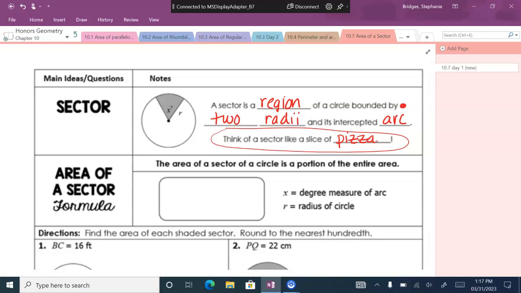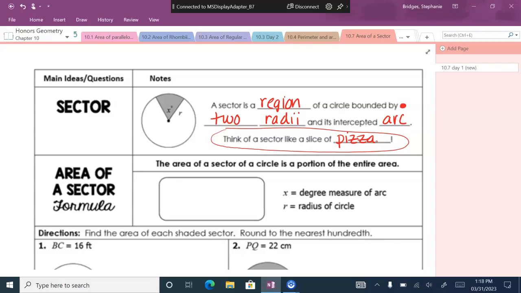What we are going to do today is we are going to find the area of that sector. Okay, yesterday we found the length of an arc. Today we're finding the area of a sector, which is a section of the circle. And in that little middle part, you don't have to write that either, where it says the area of a sector of a circle is a portion of the entire area.